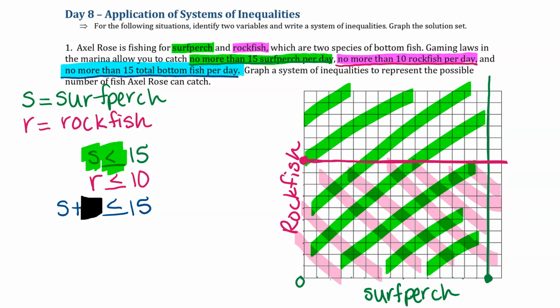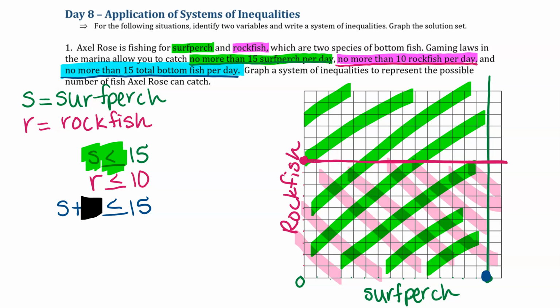Okay? So what I'm doing is finding an intercept on my surf perch or my rockfish axis. So if I only caught surf perches, I could have 15, right? If you cover it up, S is less than 15. So I'm going to find 15 on the S, which I kind of already did. It's right here. There's 15 on the S. That is my first point on that line.